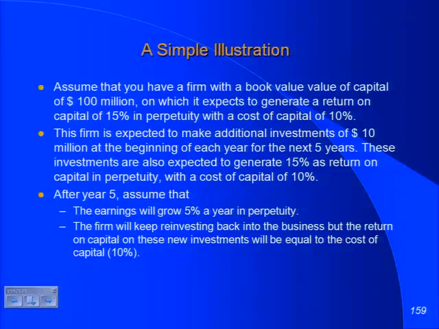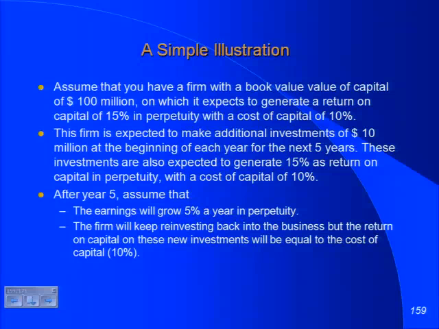Beyond the 5th year, the company will keep making investments, but its investments will earn the cost of capital. So for the next 5 years, it will continue to make new investments. Beyond the 5th year, it will make new investments, but those new investments become zero excess return investments. So let's think about valuing this firm using EVA.